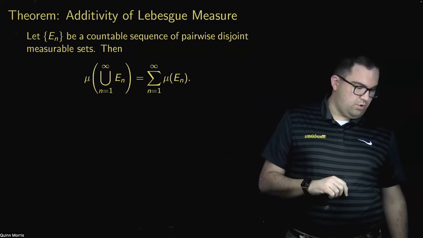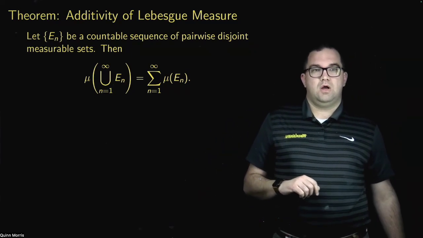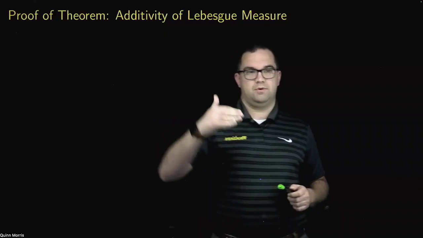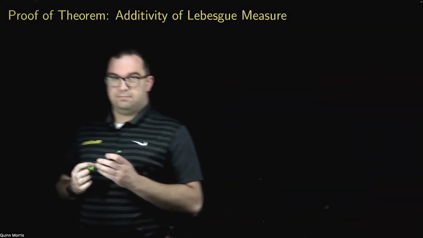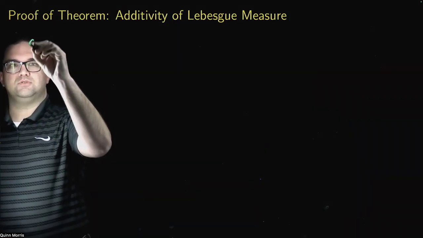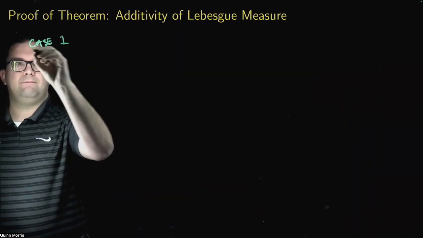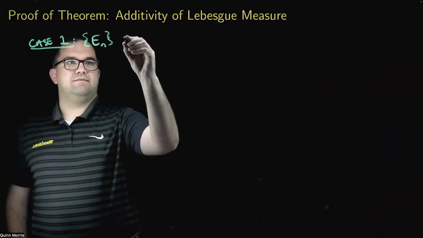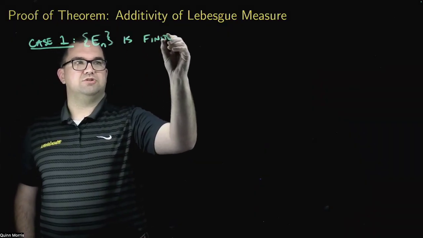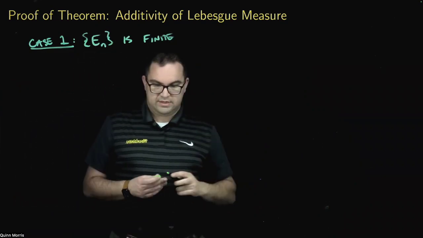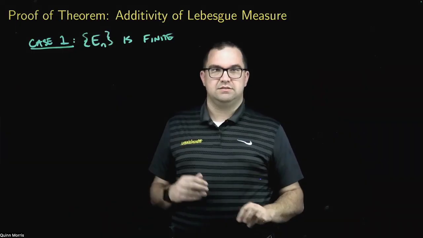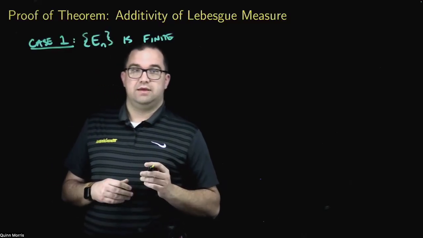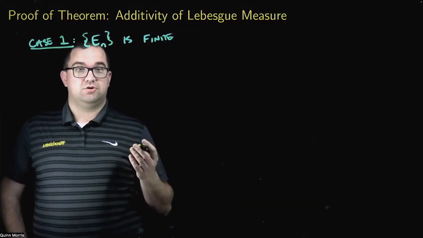All right. So let's walk through a proof of this. We're going to do this first by proving it for a finite number of sets. Eventually we want to prove this for some countable collection, but let's start first with case one. Let's assume that the collection of sets E_n is a finite collection of sets. We can imagine here that there are k of these sets. The way we're going to prove this is by induction.